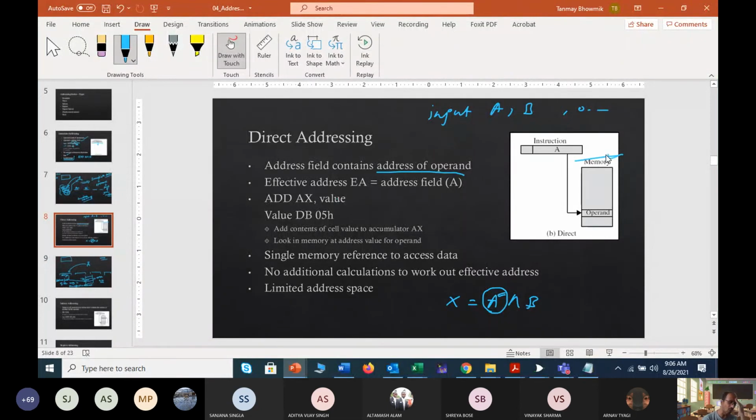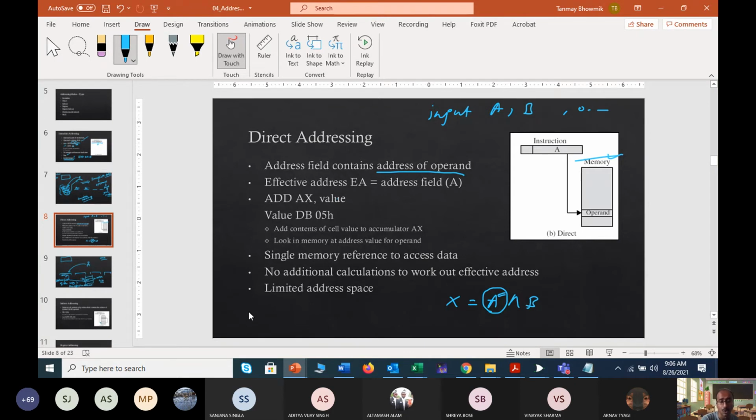Now it is quite a common confusion: I am saying immediate addressing, I am saying direct addressing, everything is fine. But how will our system know when it should fetch data from the instruction itself or from memory? How will your system know whether this example is related to immediate addressing or to direct addressing? How will it differentiate? That is a very valid question.